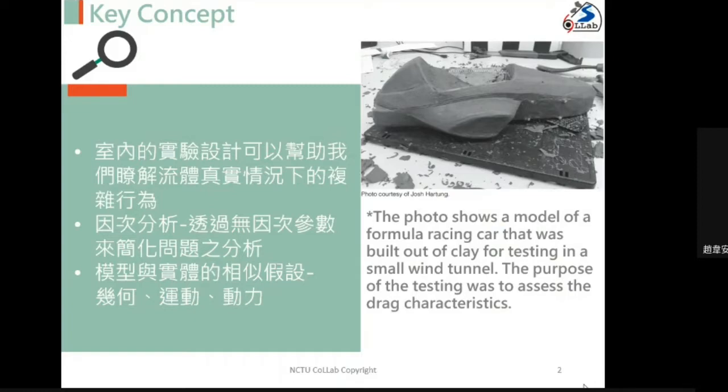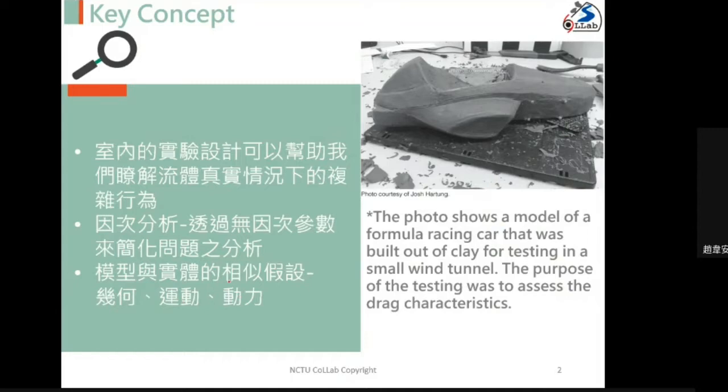And then we need to consider the model and the prototype. How can we use the model to predict the prototype behaviors? There are three similitudes we need to satisfy. The first is geometric, the second is kinematic, and the final is dynamic.